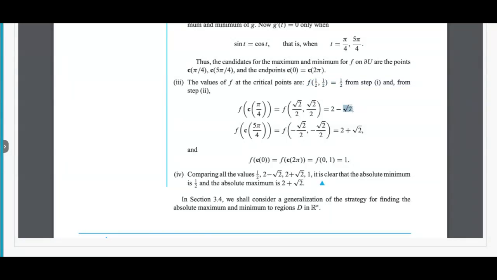And because square root 2 equals 1.41 something, 2 minus 1.41 is a little bit bigger than half. So that's why this half is the absolute minimum. And this one is the absolute maximum.